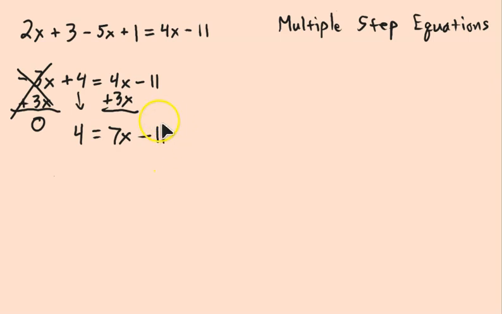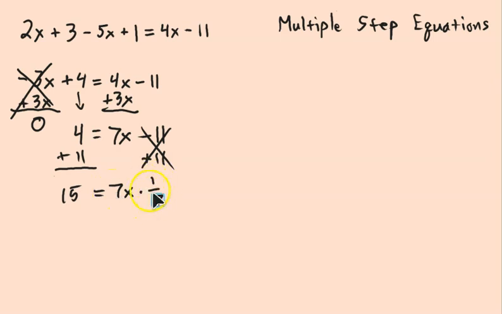So I want to cancel my additive first. I'm going to cancel this negative 11 by adding positive 11 to both sides. On this side, it's going to cancel. Carry down the equal sign. 4 plus 11 is 15. Carry down the 7x. And now we're going to multiply by 1/7, because 1/7 is the multiplicative inverse of 7.